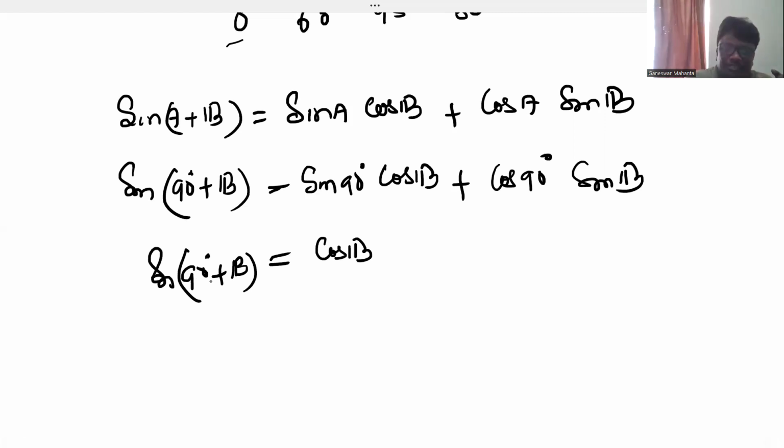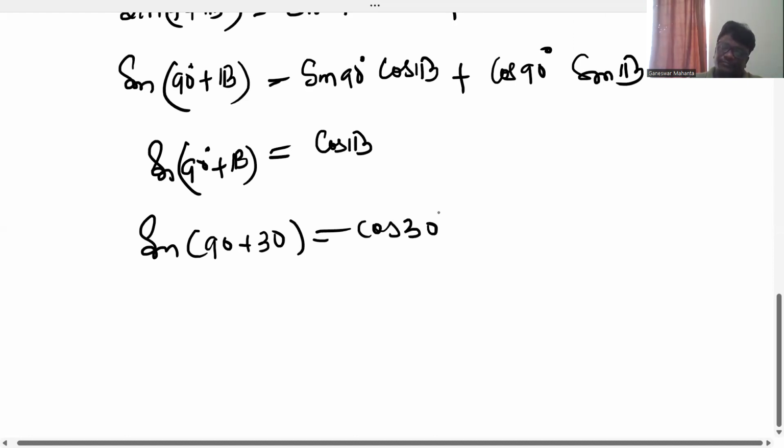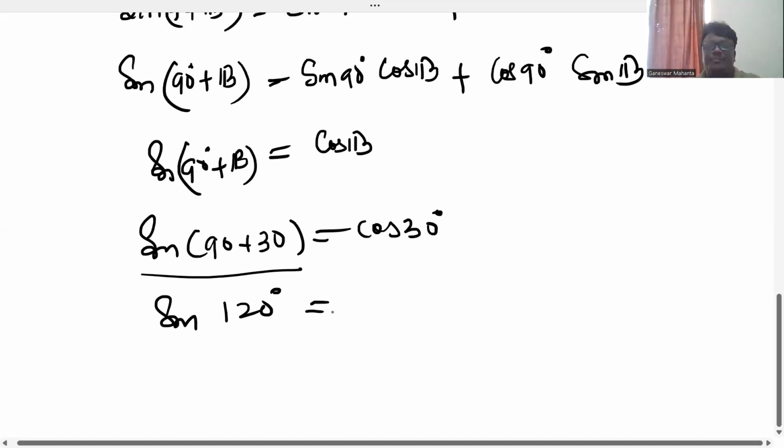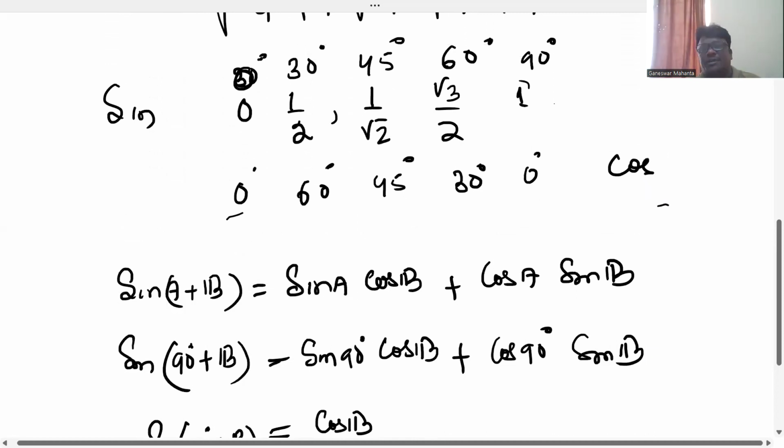That is cos B, because we remember up to 90 degree. If we add any degree in place of B, for example sin 90 plus 30, that is cos 30. So sin 90 plus 30, that is sin 120 degree, and cos 30 value are the same, root 3 by 2. Sin 120 degree is cos 30, and cos 30 we have already discussed: cos 30 is root 3 by 2.